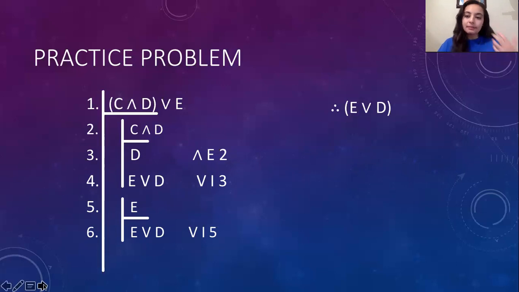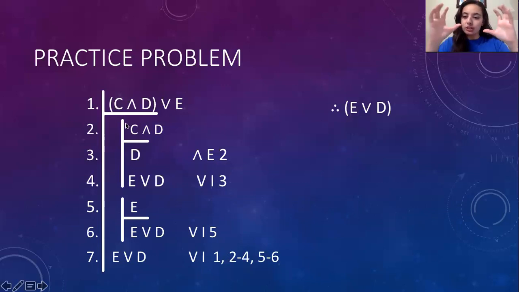And then I have to exit my subproof. I'm not done yet. I'm almost done. I have to exit my subproof and say therefore E or D. When I cite it, obviously it's disjunction elimination, but it's from line 1 because that was our original disjunct that we broke apart to get our conclusion. And then my two subproofs, so 2 through 4, 5 through 6.